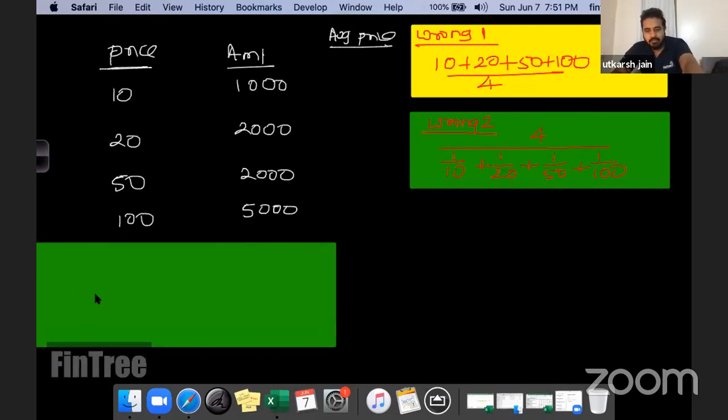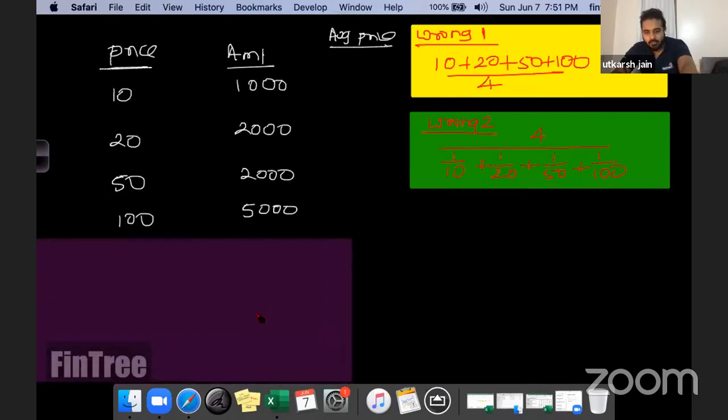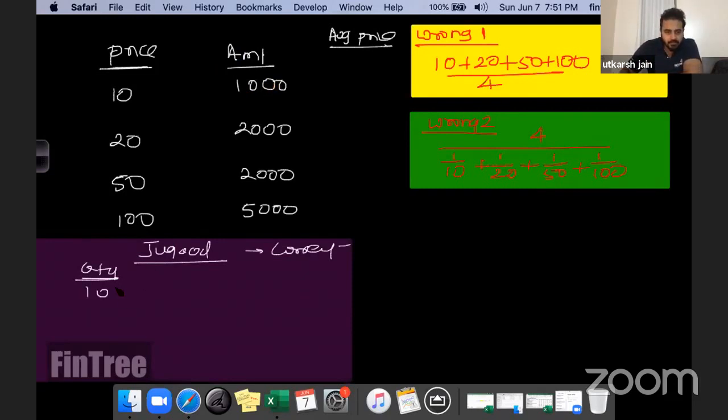Here's the correct method 1, which is a jugaad method, an improvisation method. So we simply calculate quantity. How do we calculate quantity? 10, 10,000? No: 10 with 1,000, how many shares will you get? You will get 100 shares. 20, 2,000: how many shares? 100 shares. 50, 2,000: how many shares? Now you'll get 40 shares. And 100, 5,000: how many shares? 50 shares. So what is the total quantity you've got? 100 plus 100 plus 40 plus 50, 290.